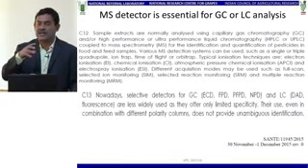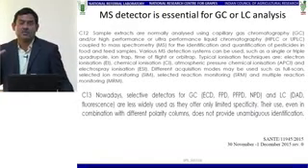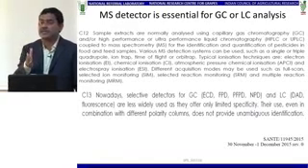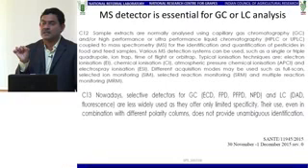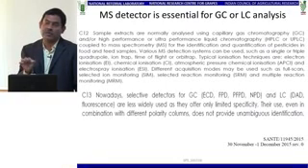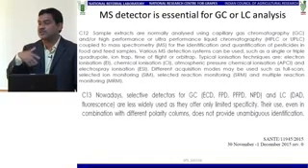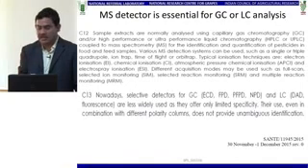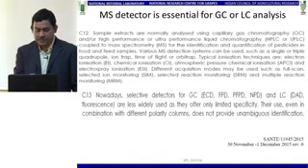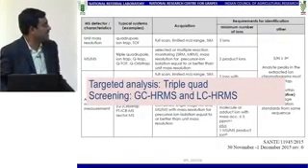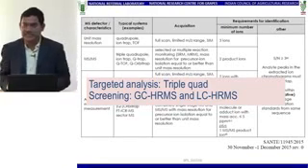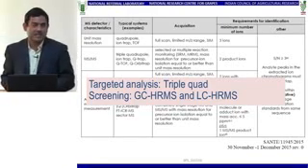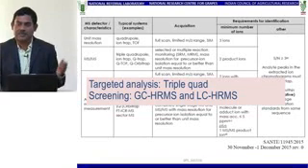Their use, even in combination with different polarity columns, does not provide unambiguous identification. So there will be a sort of ambiguity about which chemical it is. Are you sure that you are reporting a pesticide, reporting any compound? How sure are you that this is 100% correct detection? And so based on that, there are two approaches. One is tandem mass spectrometry or MSMS. You must be aware of that.